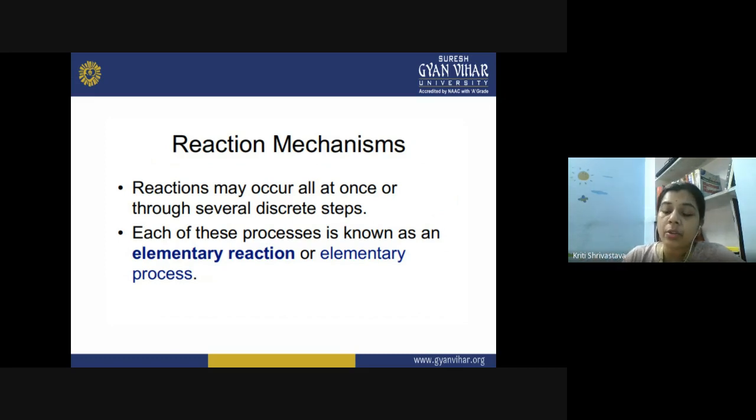Each of these processes is known as an elementary reaction or elementary process. Now when you talk about a complex reaction involving so many elementary steps, what happens when you try to find the rate law? For each individual step, you can write different rate laws. So for a complex reaction, you do not have just one rate law; rather, you will have many rate laws, and you have to look at them all.